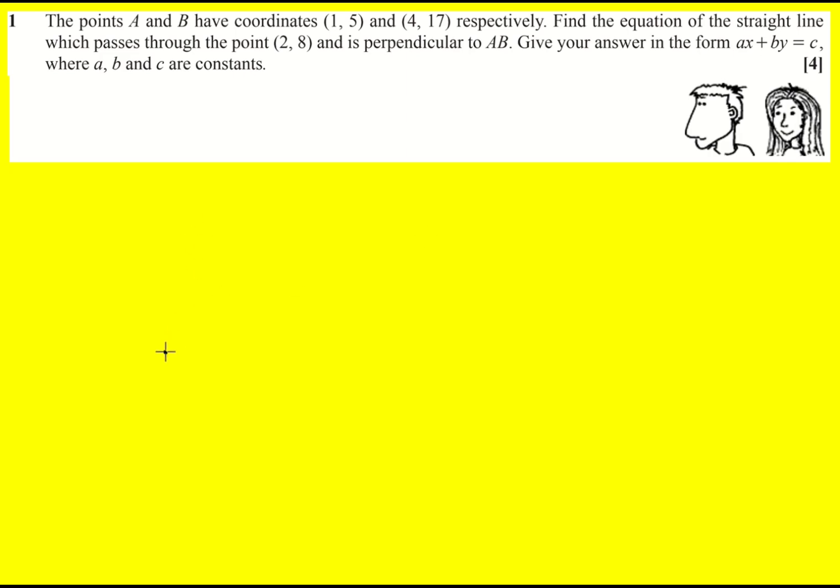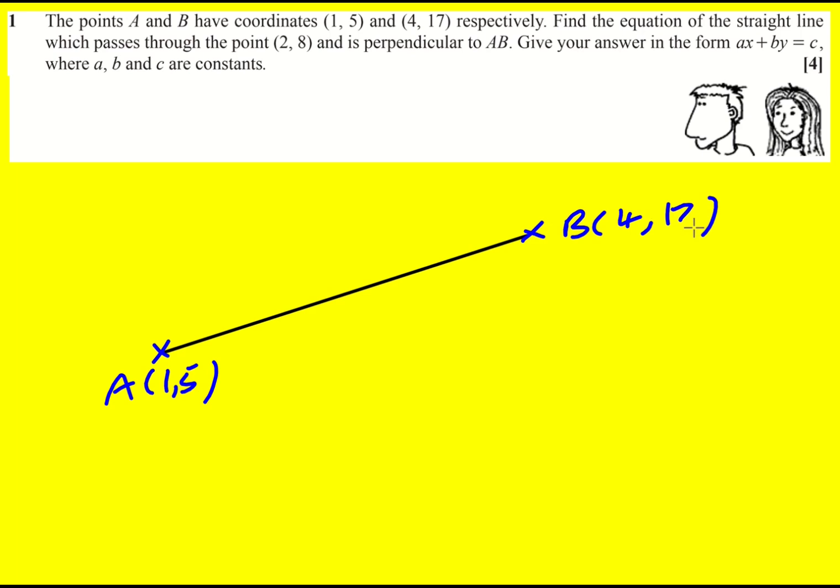We have two coordinates here. I'm going to just draw a rough sketch, not accurate or anything, of what's going on. So I've got A here, (1, 5), and B here, (4, 17). And I'm trying to find the equation of a straight line which passes through (2, 8) and is perpendicular to AB. So I'm just going to draw a perpendicular line.